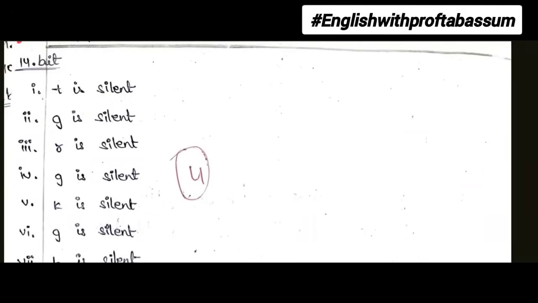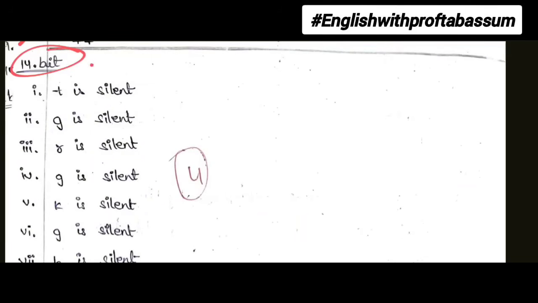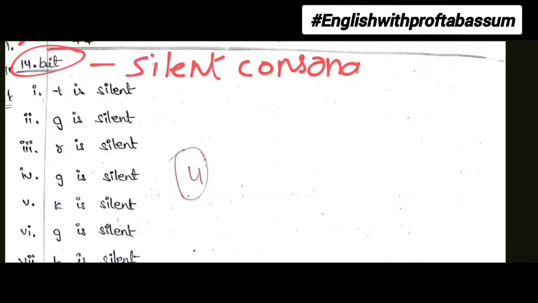Now let us move on to the next bit, that is bit number 14, silent consonant letters. In this, only the consonant letters are silent, not the vowels. Means you will never get A, E, I, O, U as silent. It's always T, G, R, K.